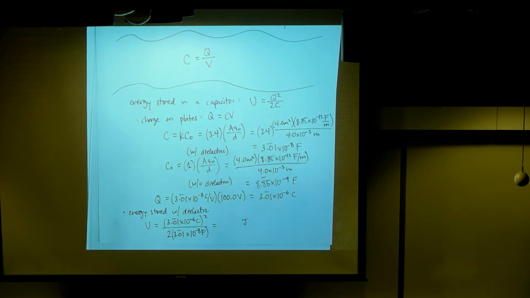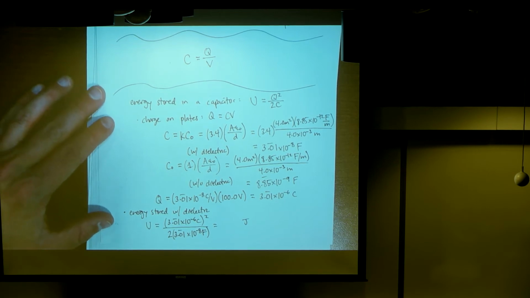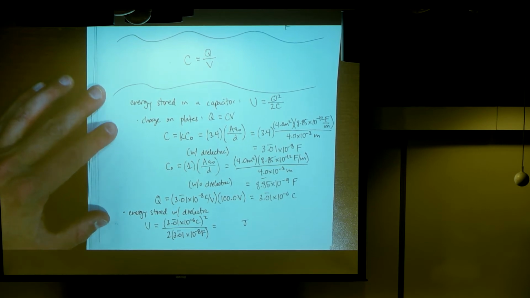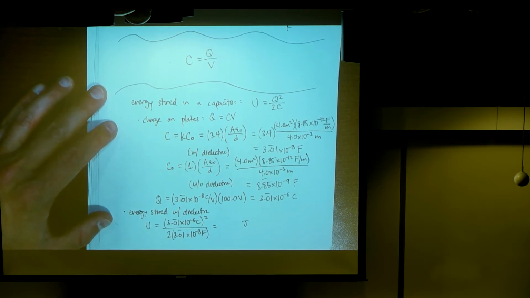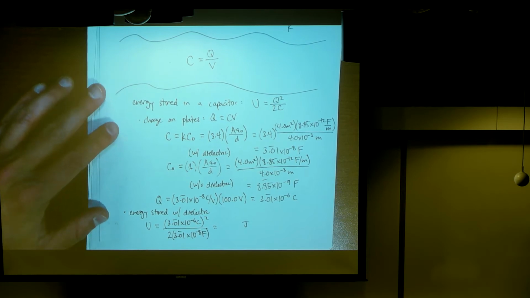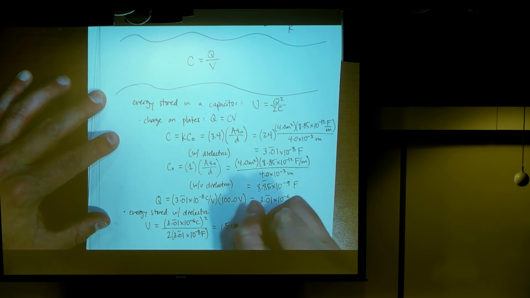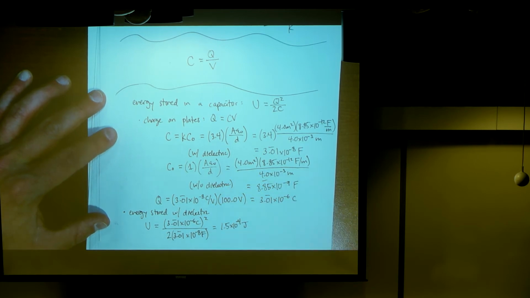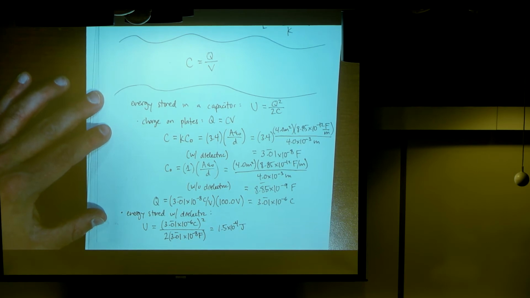What does this work out to? What's the number? 1.50 times 10 to the negative 4. Okay. So that's the energy stored with the dielectric.